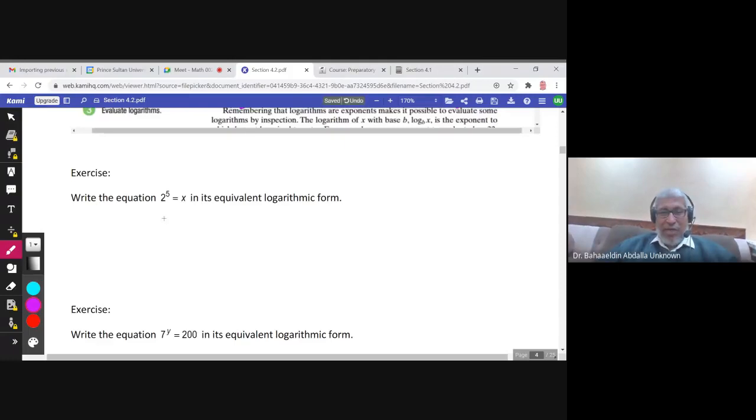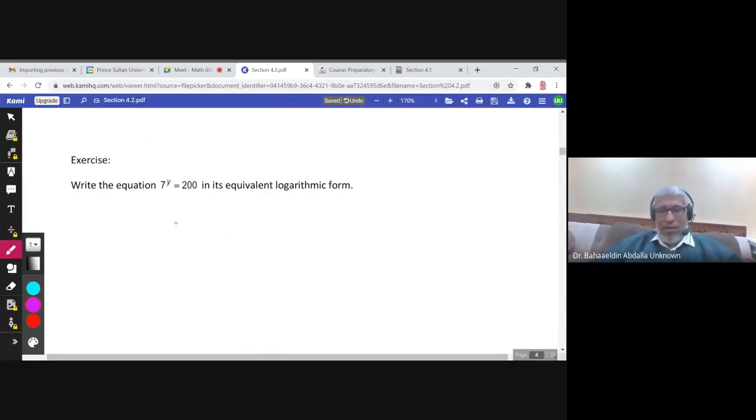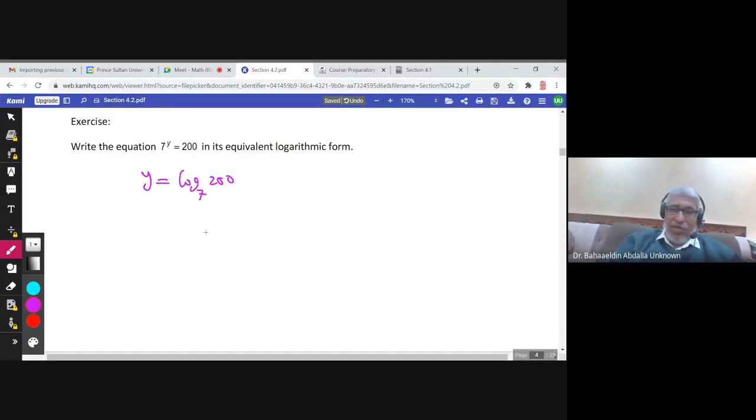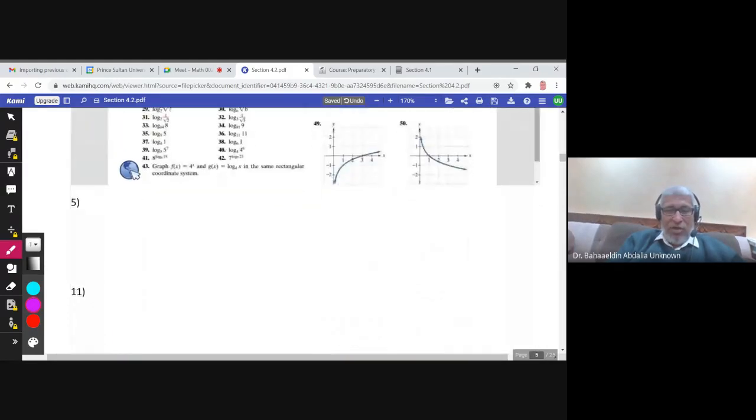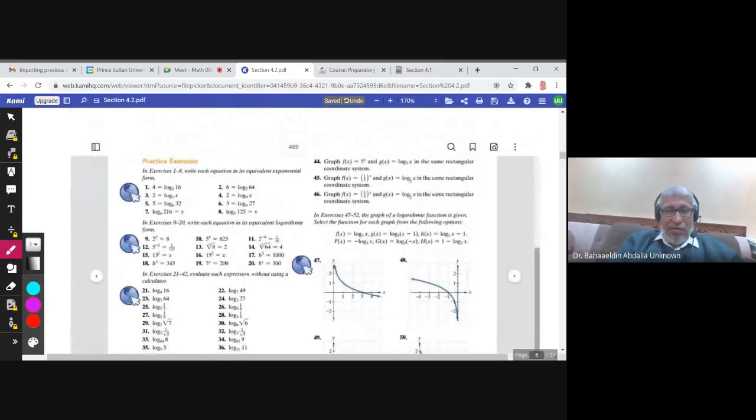Here, write this equation in its equivalent logarithmic form. This is exponential. Change it to logarithmic. So 5 equals log x to the base 2. Here, for example, y equals log 200 to the base 7. So this is how we change between the forms, and you can solve these exercises. I leave it for you.